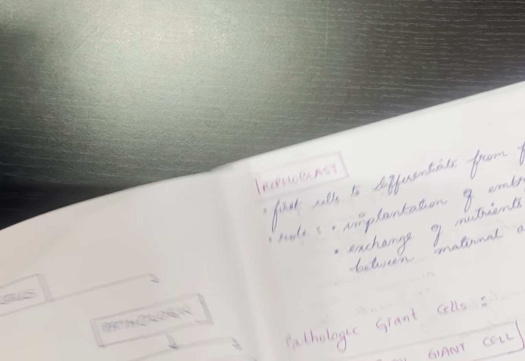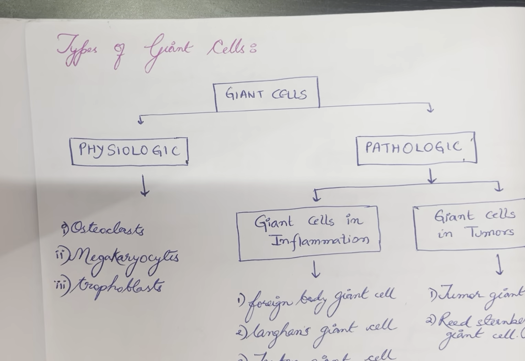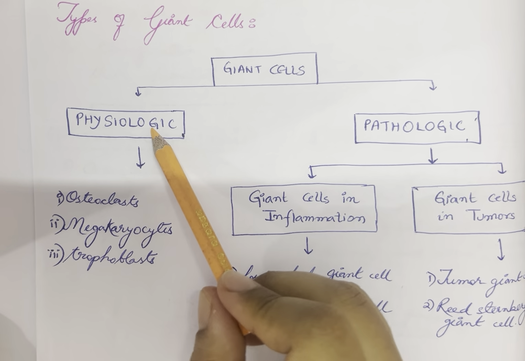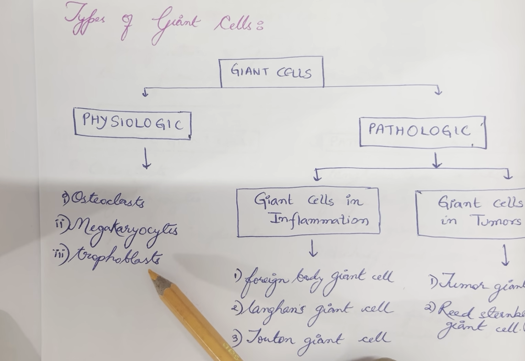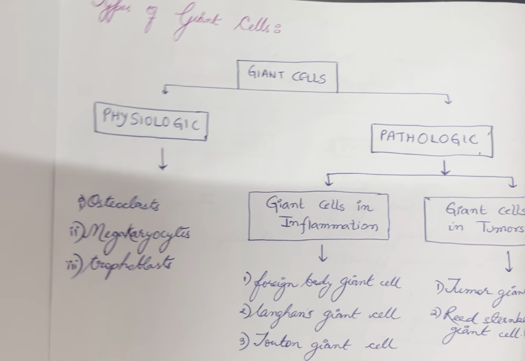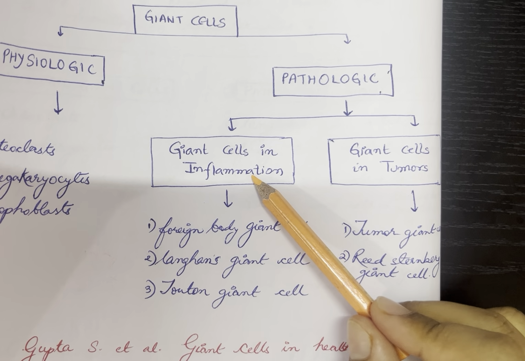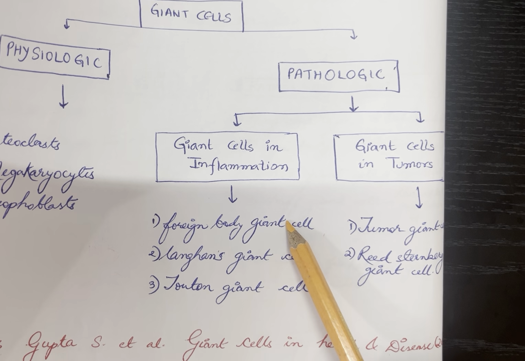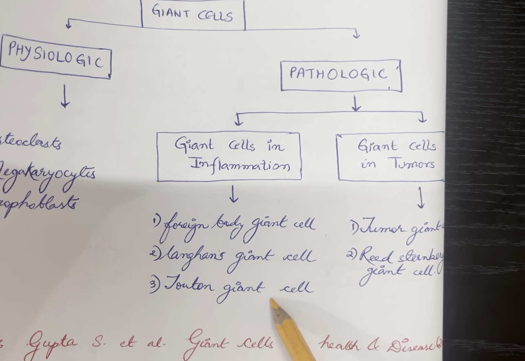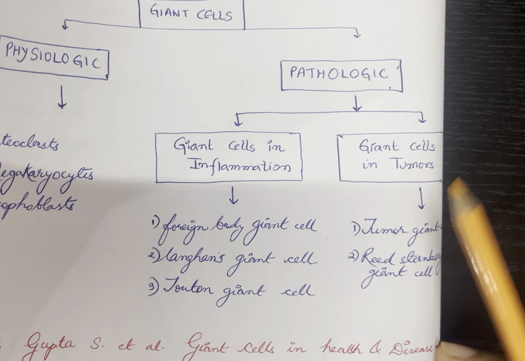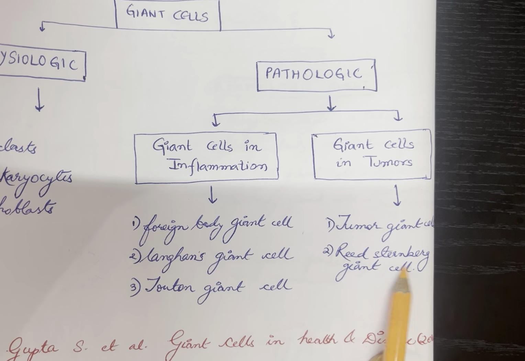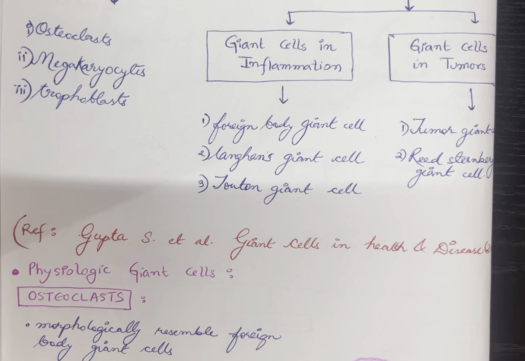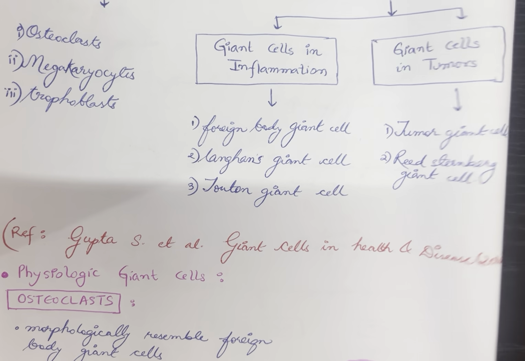Then coming to the classic types of giant cell. Giant cells can be physiologic or pathologic. Physiologic giant cells are osteoclasts, megakaryocytes, and trophoblasts. Pathologic giant cells are giant cells in inflammation and giant cells in tumor. Giant cells in inflammation are foreign body giant cell, Langhans giant cell, and Touton giant cell. Giant cells in tumor are tumor giant cell and Reed-Sternberg giant cell. This is given by R.S. Gupta et al., Giant cells in health and disease, 2016.